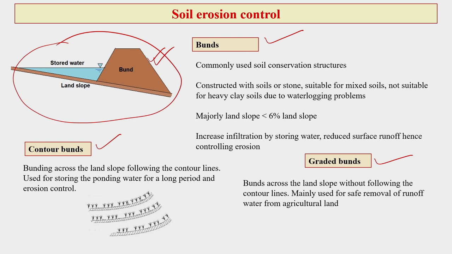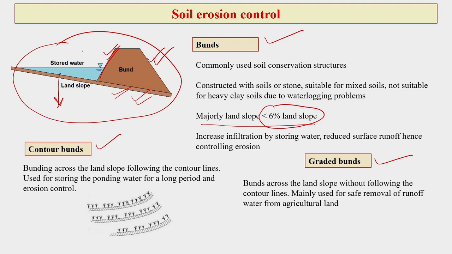the soil erosion. It's normally suitable for all kinds of soil, but heavy clay soil is not suitable for this kind of bund. The basic reason is that heavy clay soil will create waterlogging problems, and we know why that happens, because of the clay soil's property. The majority of land where bunds are suitable has a slope of less than 6%. In case of bunding, we will find an increase in infiltration by storing water, because if water is stored by this bund, then of course there will be water infiltration below the ground, and that's how it can also increase the ground water level.